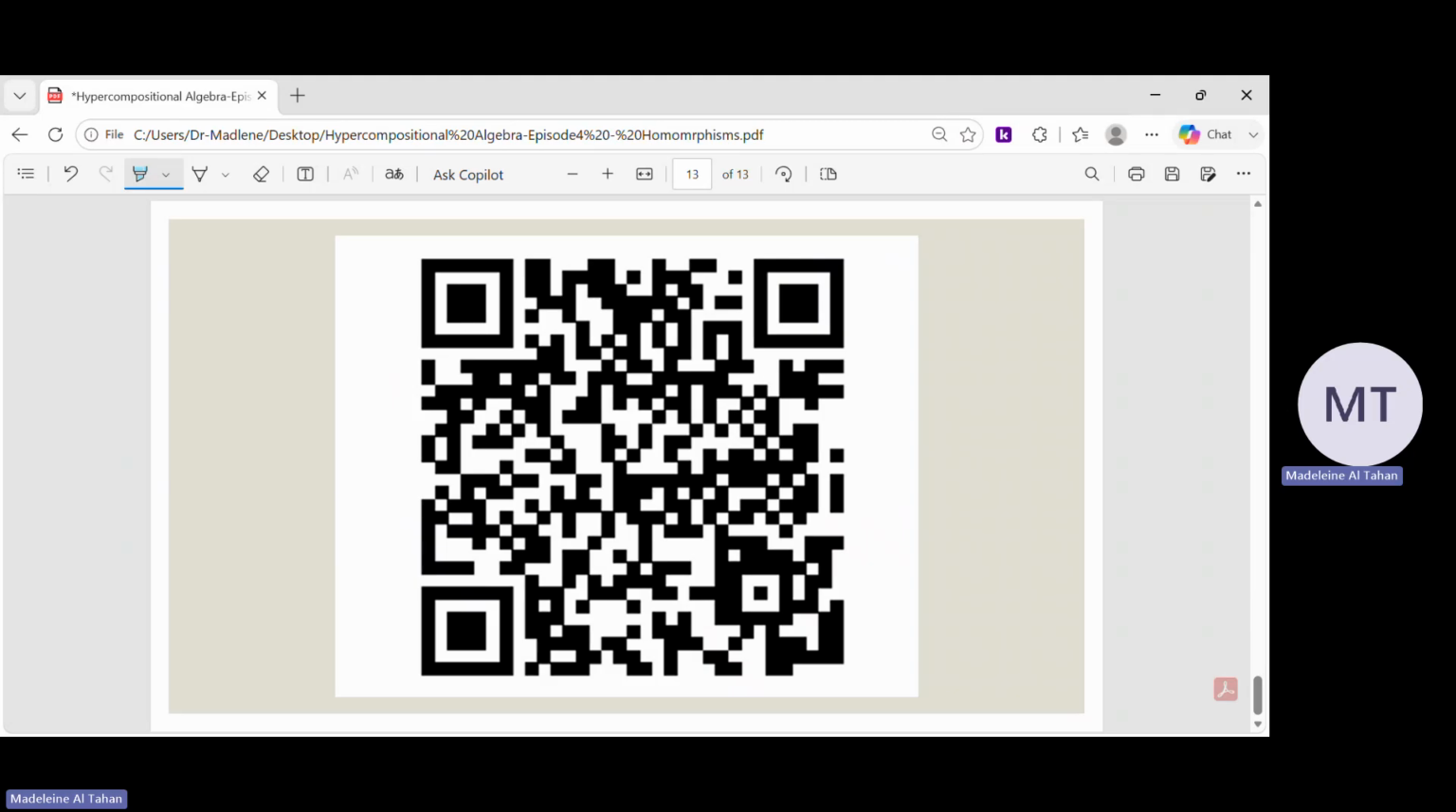Let's recap. Today, we introduced hypergroup homomorphisms and explored how they preserve the structure of hypergroups. We learned the definition of good homomorphism, studied inclusion homomorphism, and proved that the image of every good homomorphism forms a subhypergroup, and concluded with an example of an isomorphism between two infinite hypergroups. In the next episode, we'll continue exploring hypercompositional algebra.